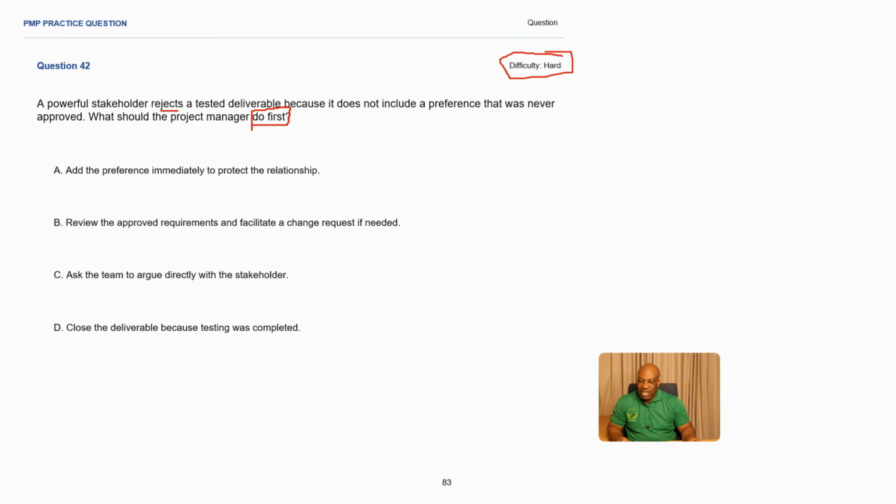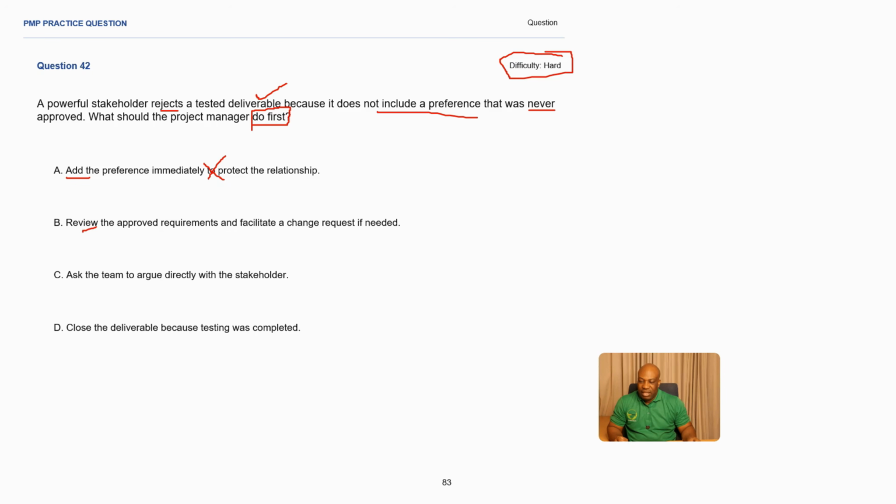So a powerful stakeholder rejects a tested deliverable. The stakeholder is rejecting it because it does not include a preference that was never approved. So what should the project manager do first? A, add the preference immediately to the project to protect the relationship. Never do this in a project. Don't rush to action. You need to understand first, get more information, therefore eliminating this answer.